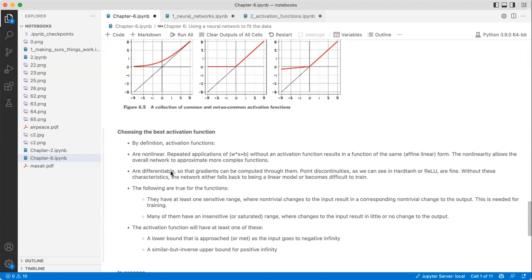They are also differentiable. We can differentiate them, so we can backpropagate. Activation functions are differentiable, so gradients can be computed through them. And then they also have point discontinuities. Without these characteristics, the network either falls back to a linear model or becomes difficult to train. Because they have the point discontinuities, that's not the case.